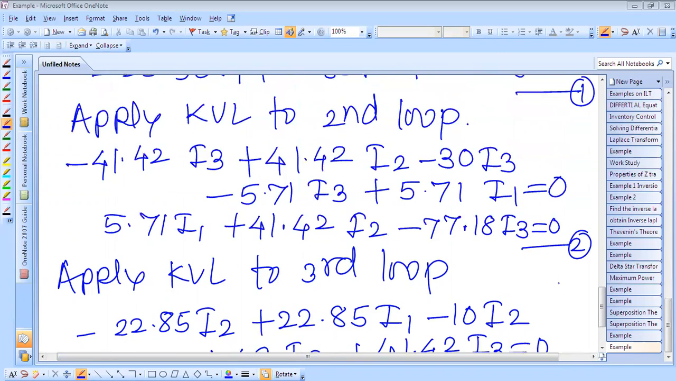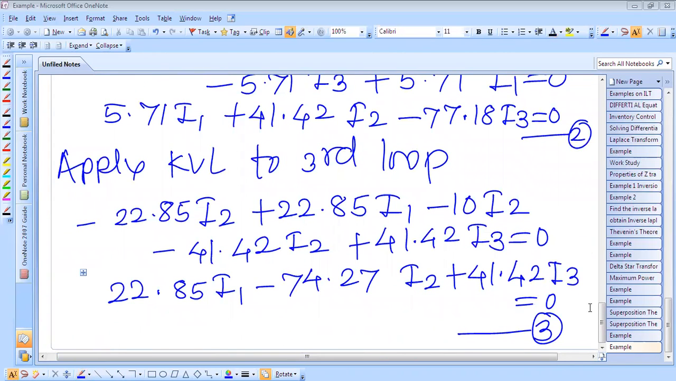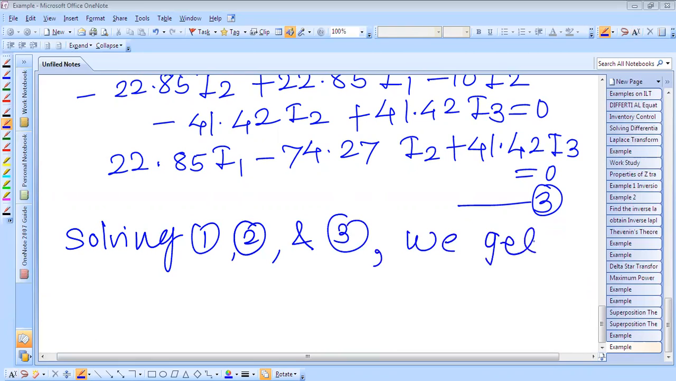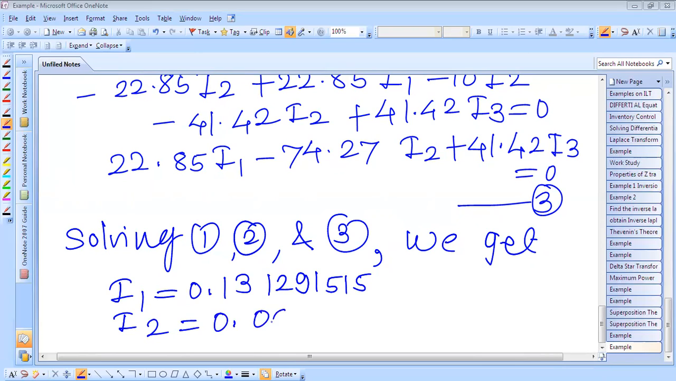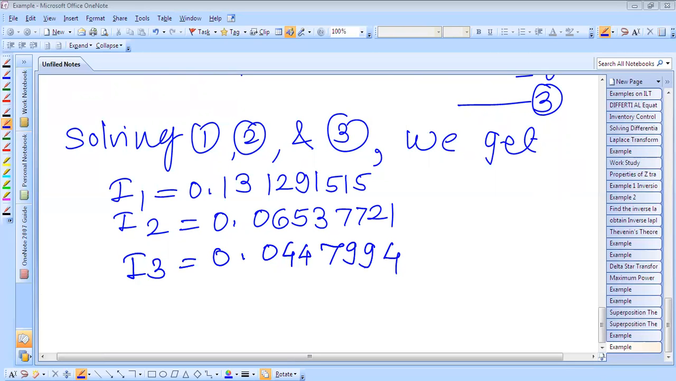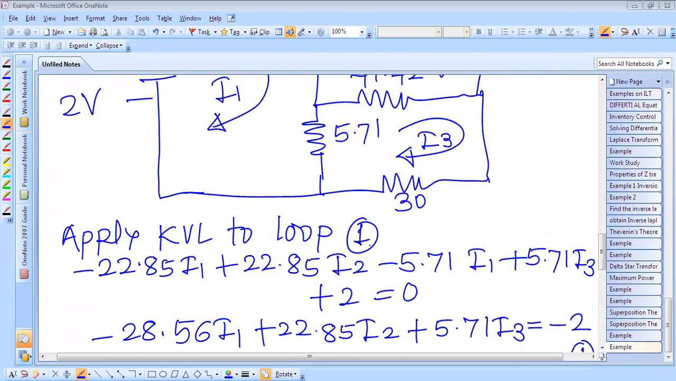Okay, now if you solve these three equations, on solving 1, 2, and 3, we get I1 is equal to 0.131291515, I2 is equal to 0.06537721, and I3 is equal to 0.044799. Now we have got these currents.